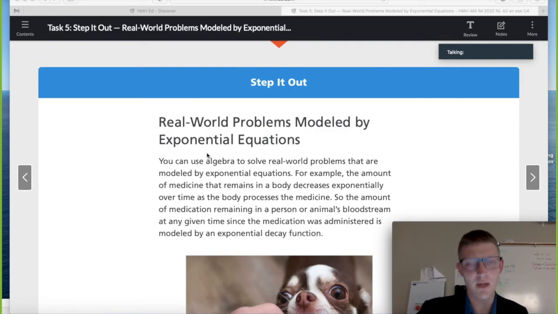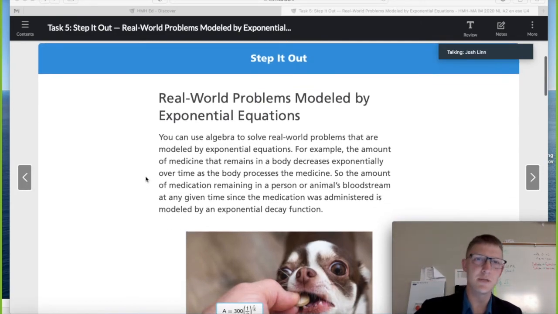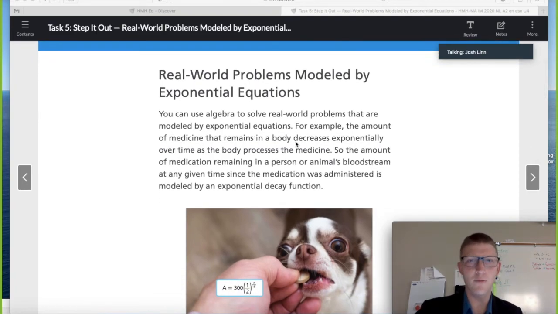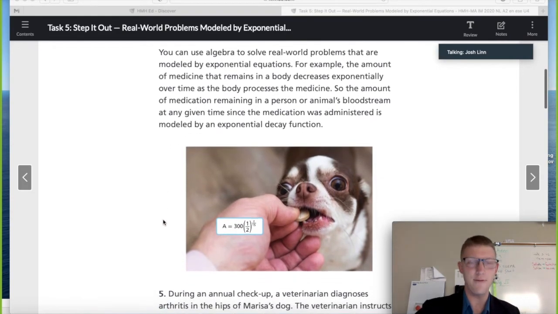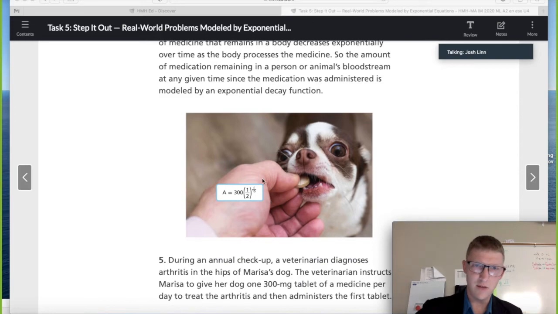They scare me. So, real world problems modeled by exponential equations. You can use algebra to solve real-world problems. For example, the amount of medicine that remains in a body decreases exponentially over time as the body processes the medication. So the amount of medication remaining in a person or animal's bloodstream at any given time since the medication was administered is modeled by an exponential decay function. In this case, we're using this one right there.